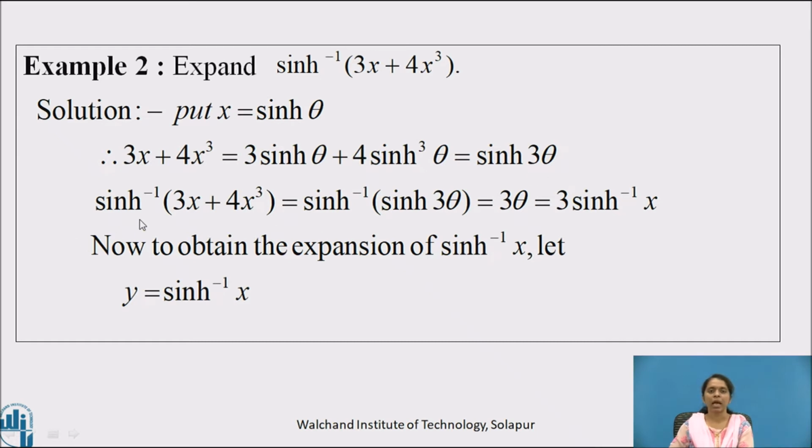Now, sin hyperbolic inverse of bracket 3x plus 4x cube is equal to sin hyperbolic inverse of bracket sin hyperbolic 3 theta, so that we will get this as simply 3 theta. Again, resubstitute the value of theta as sin hyperbolic inverse x, and hence it is equal to 3 sin hyperbolic inverse x. Now, to obtain the expansion of sin hyperbolic inverse x, let us suppose that y is equal to sin hyperbolic inverse x, right?